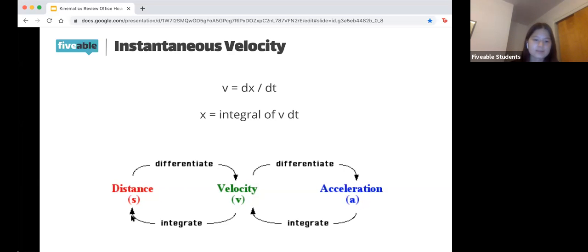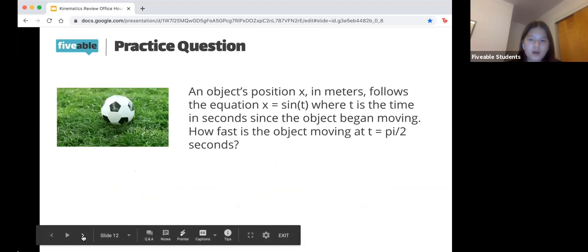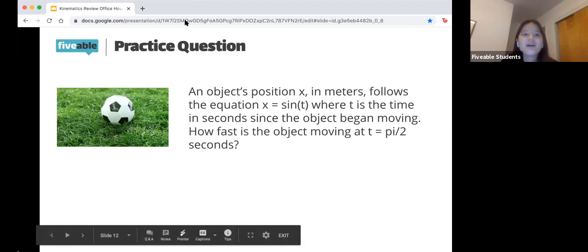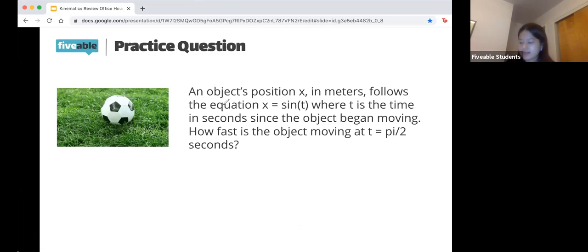So let's do a quick example. All right, this one's a doozy. An object's position, x, in meters, follows the equation x equals sine t, where t is the time in seconds since the object began moving. How fast is the object moving at t equals pi over 2 seconds? Okay, this is a lot of information. I'm going to be brutally honest here. That was a lot. Let's label. Let's go nice and slow.